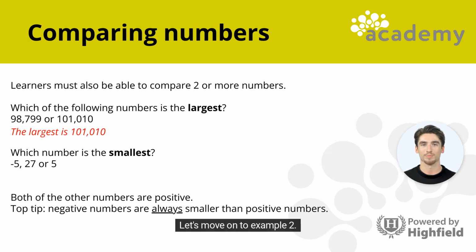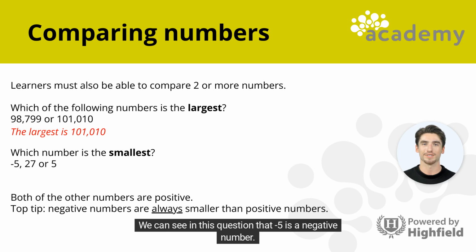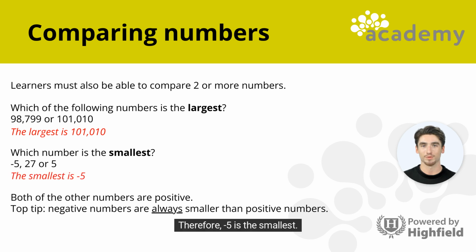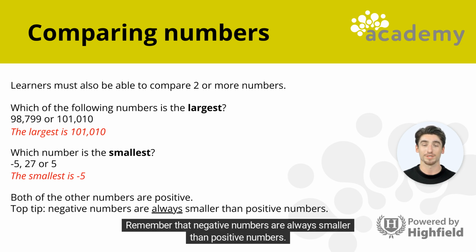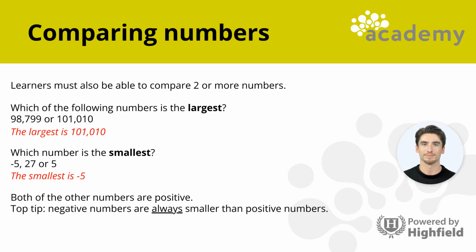Let's move on to example 2. Which number is the smallest? Minus 5, 27 or 5? We can see in this question that minus 5 is a negative number. Therefore, minus 5 is the smallest. Remember that negative numbers are always smaller than positive numbers.